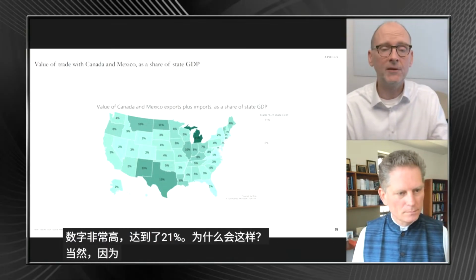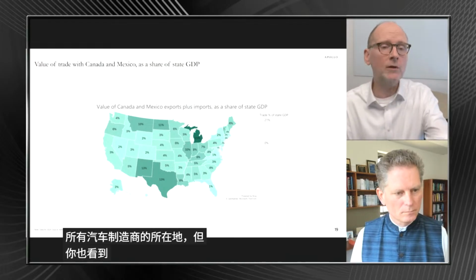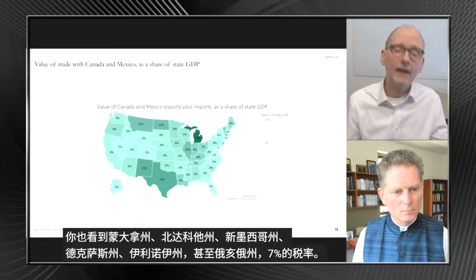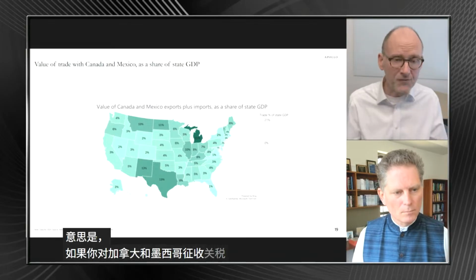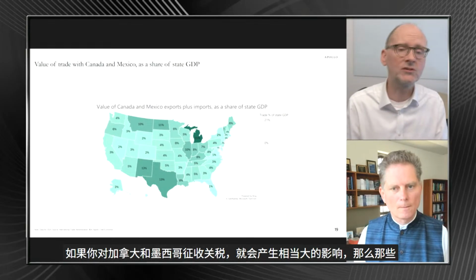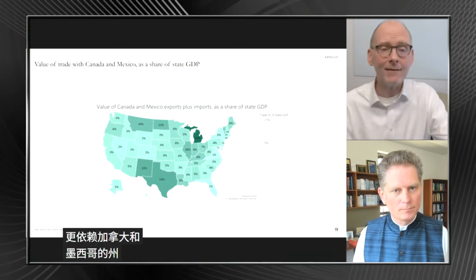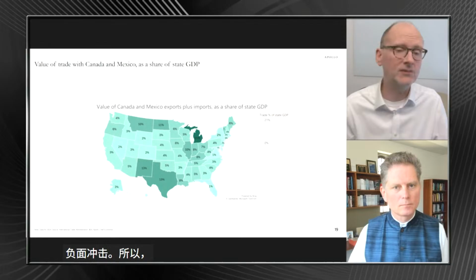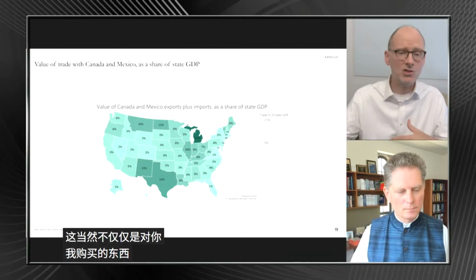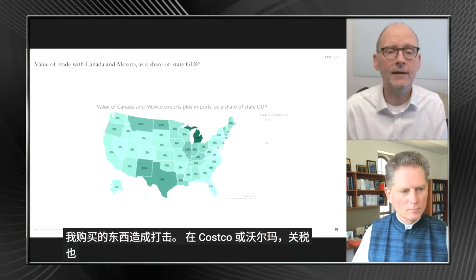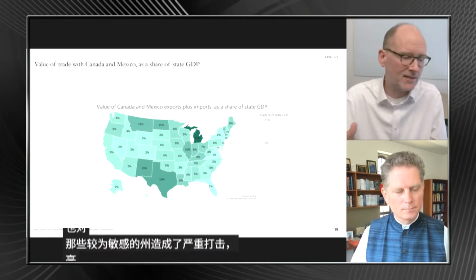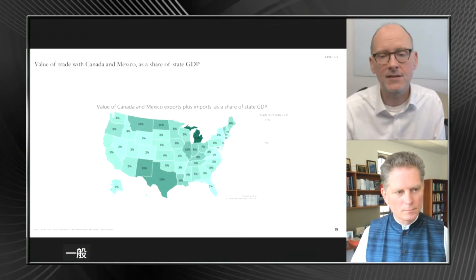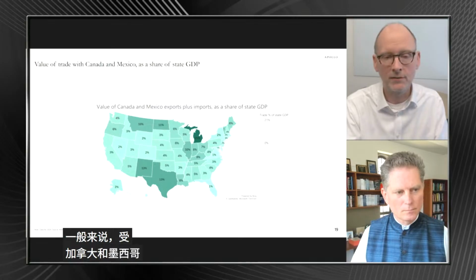And why is that the case? That's of course because that's where all the auto manufacturers are. But you see also in Montana, North Dakota, New Mexico, Texas, Illinois, even Ohio, 7%. I mean, you have some pretty significant impacts. If you impose tariffs on Canada and Mexico, then, of course, the states that are more dependent on Canada and Mexico are likely to experience more of a negative shock. So it is not only the case that this is hitting what you and I buy in Costco or Walmart, it is also hitting very hard those states that are more sensitive, and not surprisingly, it's the states across the border up to Canada. Of course, the states on the border of Mexico are, generally speaking, more impacted by higher tariffs on Canada and Mexico.